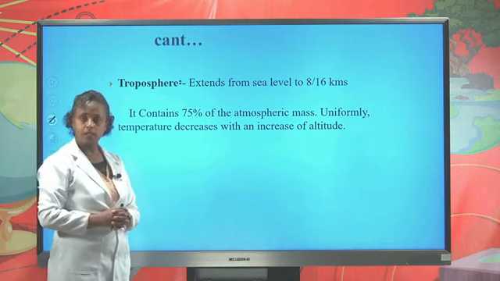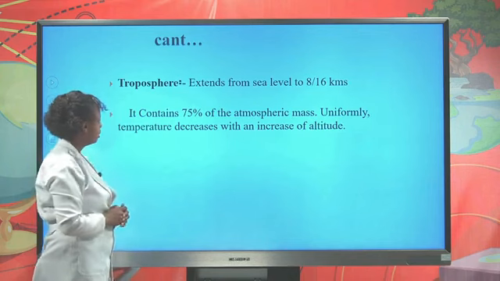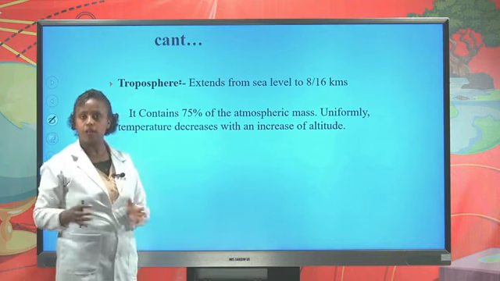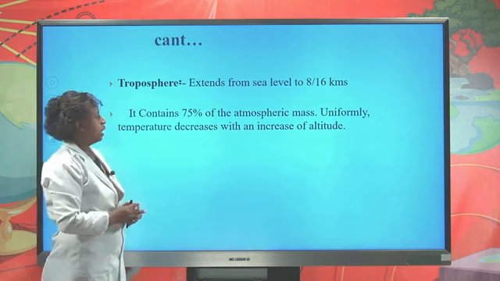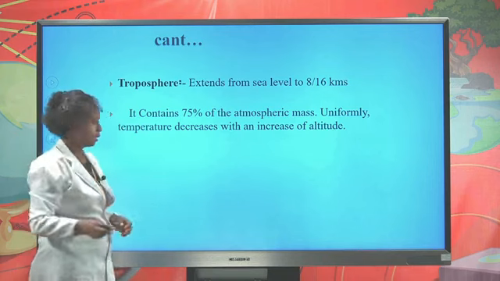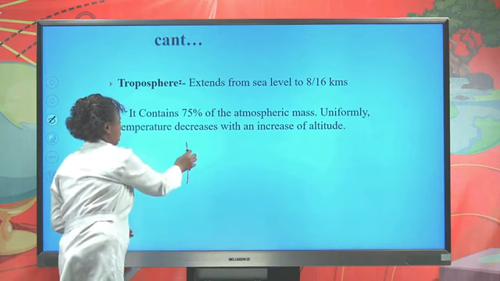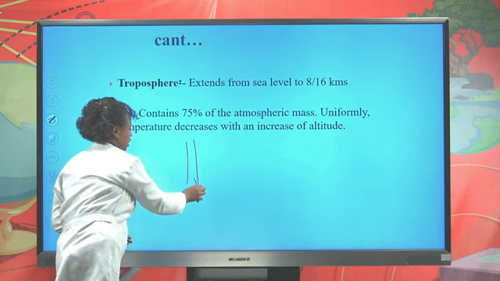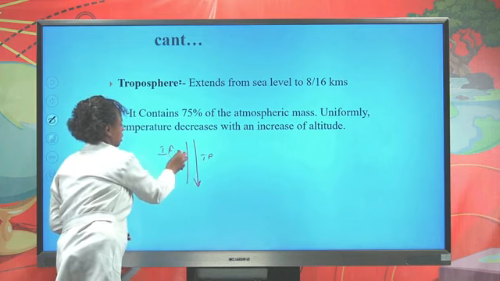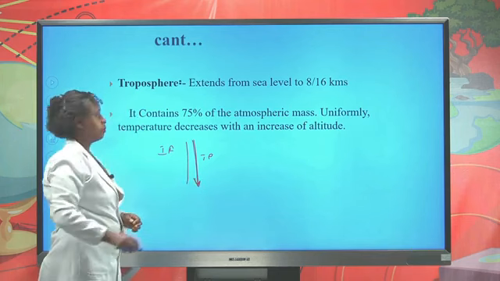Troposphere extends 8 to 16 kilometers above sea level. It contains 75% of the atmospheric mass. Uniformly, the temperature decreases when altitude increases. When you move far away from the Earth, the temperature similarly decreases. When altitude increases, the temperature uniformly decreases.